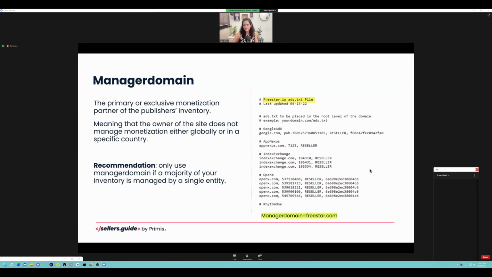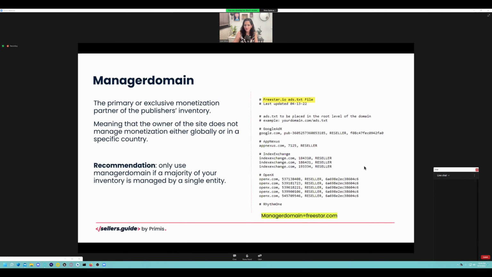So here we see an example of Freestar. This is their Ads.txt file, and this is one of the domains that work with Freestar. Freestar is a very big ad operations company. They own hundreds of domains. And this is an Ads.txt file of one of the domains that they are monetizing. So in this case, they should add a value of manager domain equals freestar.com.